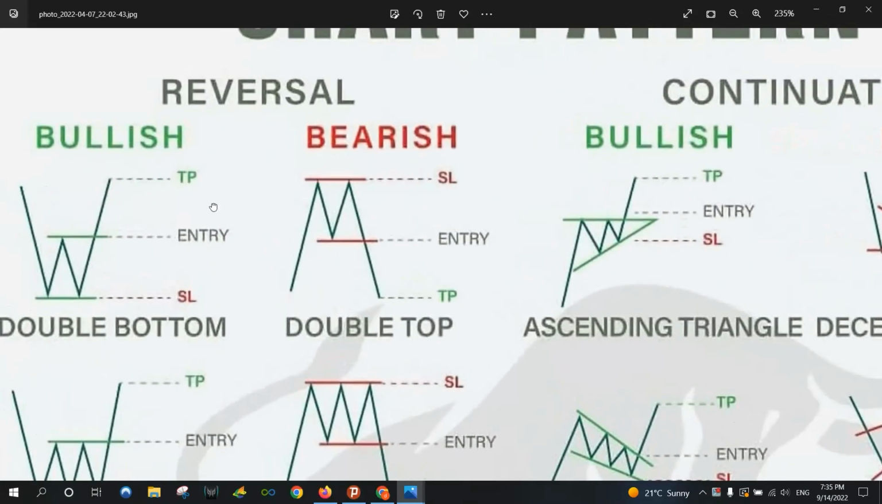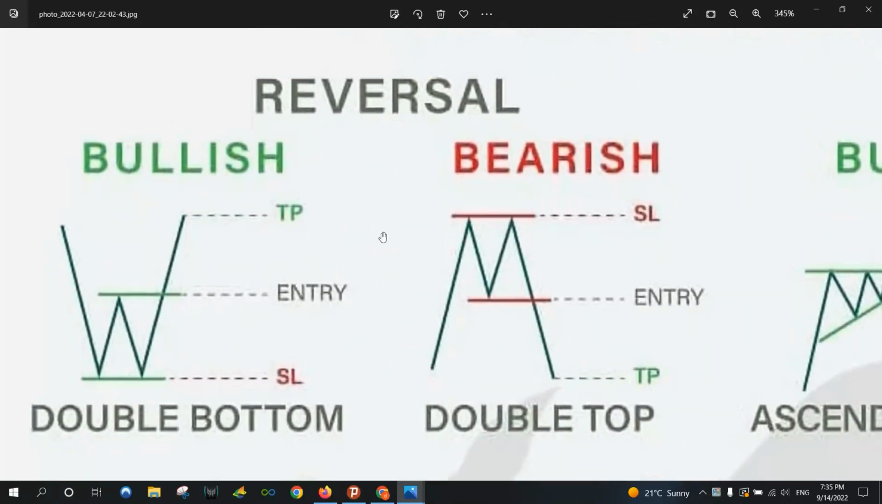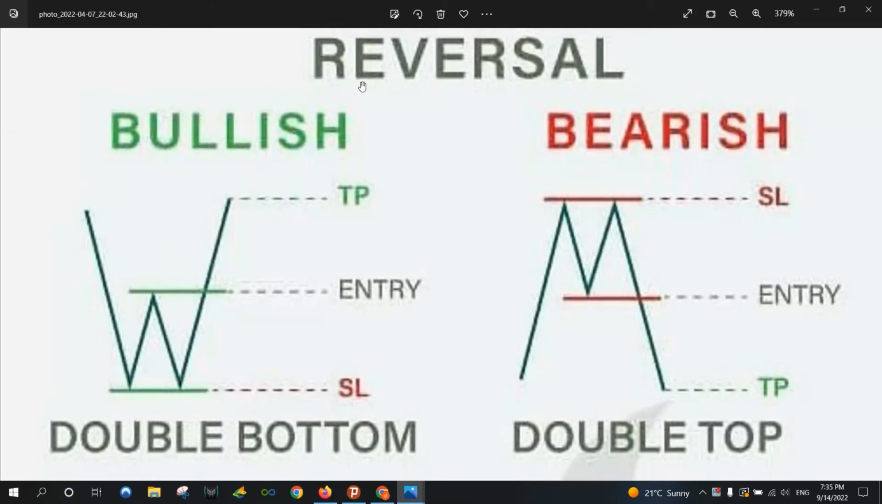The first one is the double top and double bottom pattern. As you can see here, they are reversal patterns. In a double bottom pattern, this line here is the neckline, which will be your entry point. The moment that price breaks the neckline to the upside, it's your entry. Your stop loss will be below the previous low, and the distance from the low to the neckline is equal to the distance from the neckline to the TP. So this is the double bottom pattern.